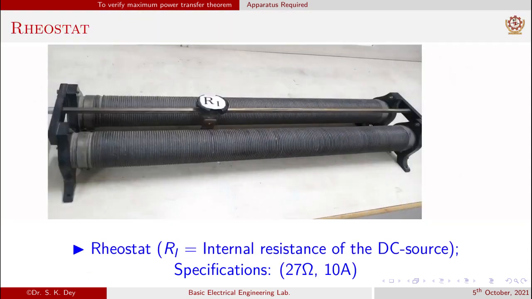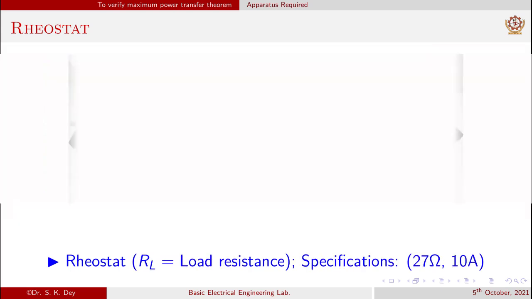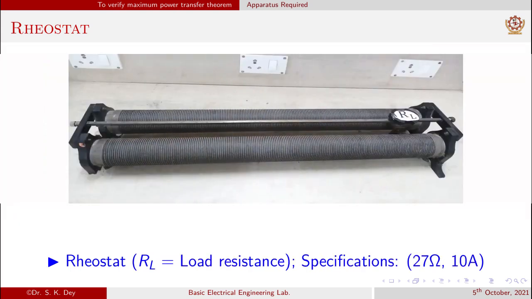Next, we will see one rheostat. It is denoted as Ri, that is internal resistance of the DC source. Let us see another rheostat, that is load resistance RL, and it is 27 ohm 10 ampere.